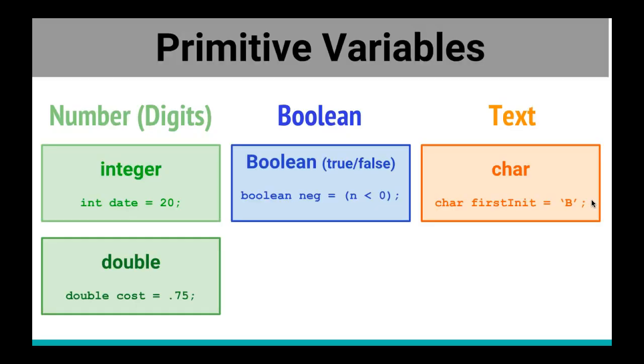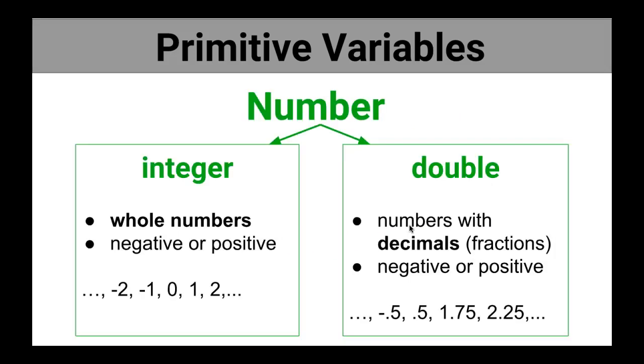So the ones that we're going to be dealing with, 2 of them relate to numbers. And those are over here in green. We have one that is a Boolean, and we have text. So we're going to go in more depth into these types, but I just want to give you an overview. So for numbers, you can either have an integer or you can have a double.